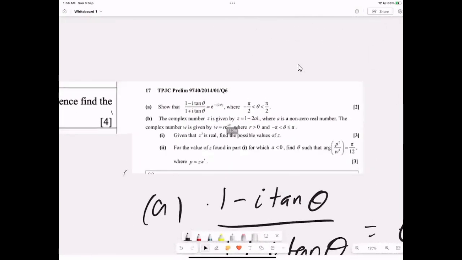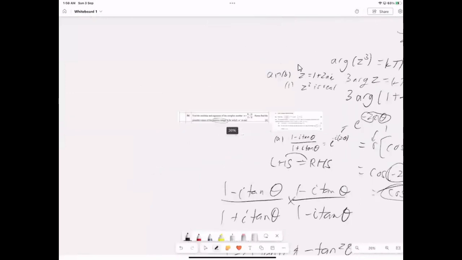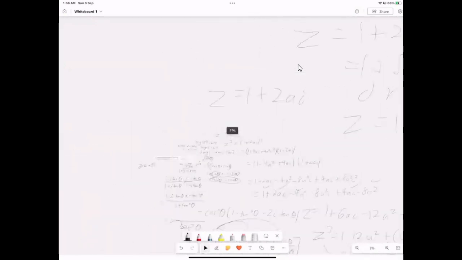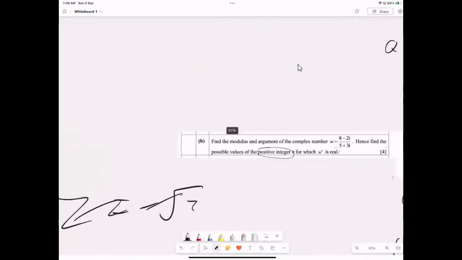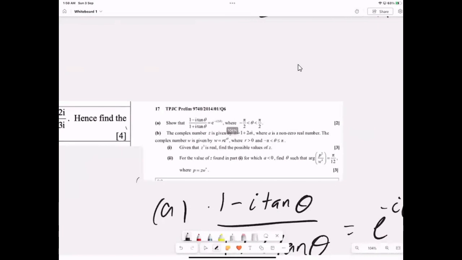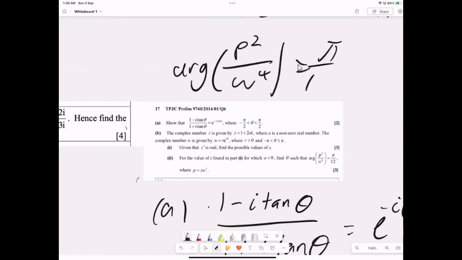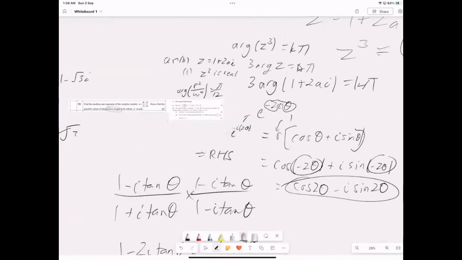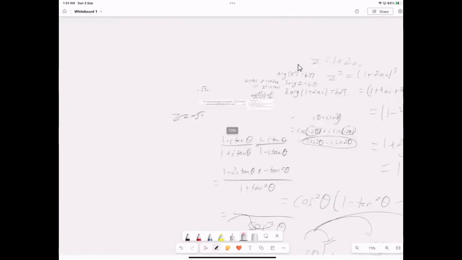So now we go back for the value of z for which a is less than 0. So we're looking at the negative one. So z equals 1 minus square root 3 i. We want θ such that the argument of p² over w⁴ equals π over 12. We want to realize first that the expression is complicated on purpose, but it's very well doable. Let me erase all this stuff first, because it is taking up a lot of space, so let's make our working a bit simpler.